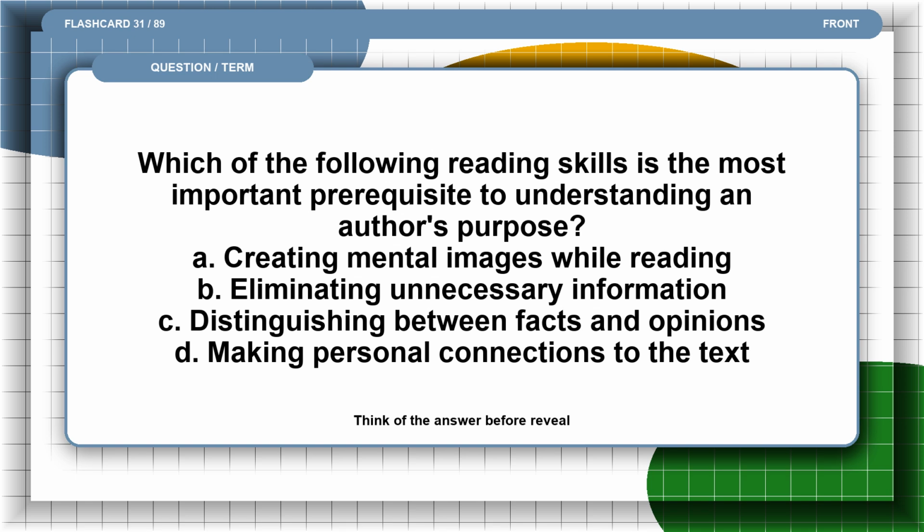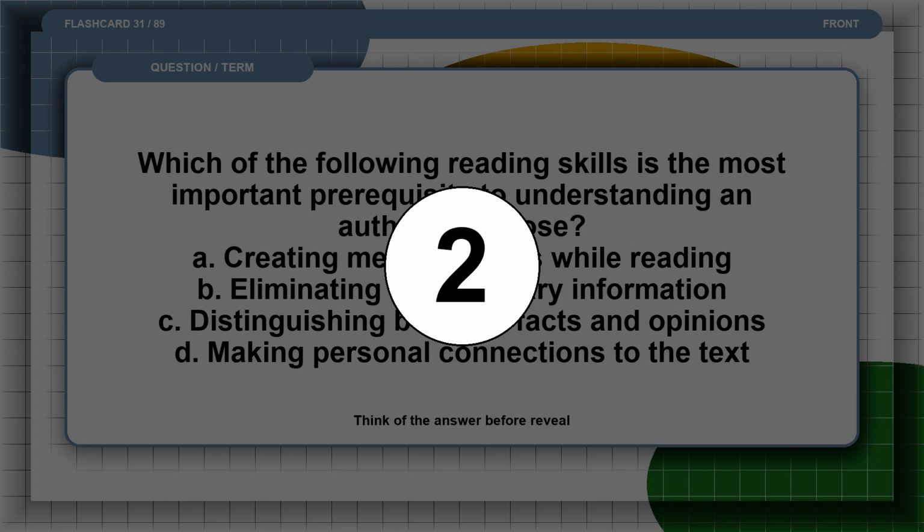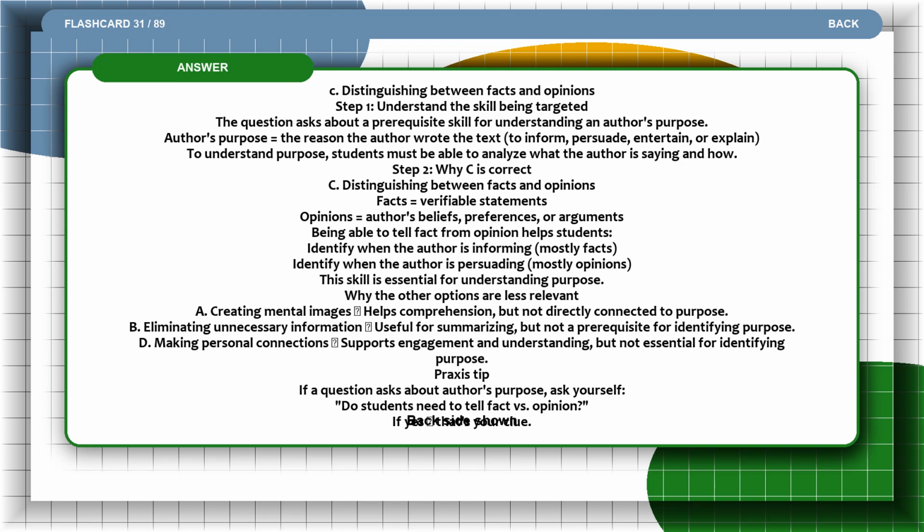Flashcard 31. Which of the following reading skills is the most important prerequisite to understanding an author's purpose? A. Creating mental images while reading. B. Eliminating unnecessary information. C. Distinguishing between facts and opinions. D. Making personal connections to the text. Pause and think of the answer before the reveal. The answer is C. Distinguishing between facts and opinions.